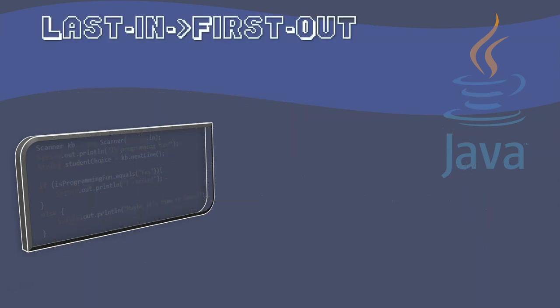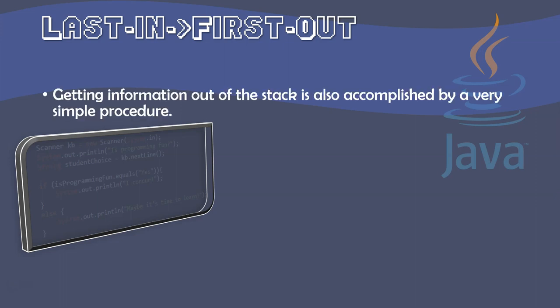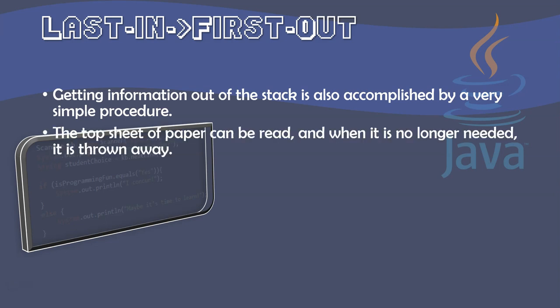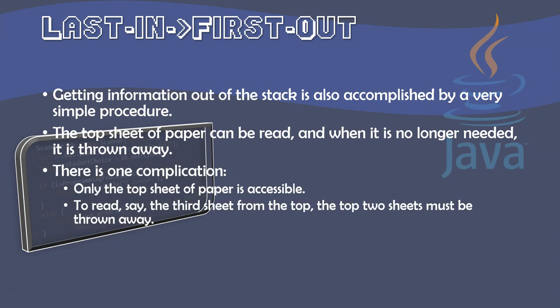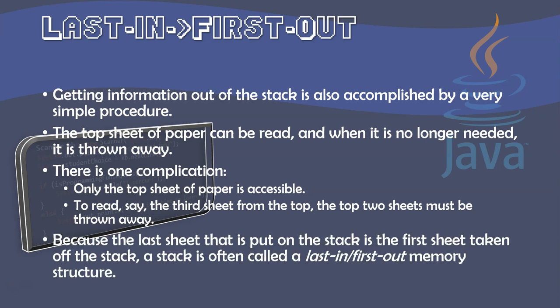The next thing you need to know is that because of how things are put into a stack, they use a last in, first out structure. Getting information out of the stack is accomplished by a very simple procedure. The top sheet of paper on that stack is read, and when it's no longer needed, we throw it away. Now, of course, there's one complication. Only the top sheet of paper on that stack is accessible at a time. I can't read in the middle of the stack, for example. I can't get the third sheet right away, because if I want the third sheet, I have to read the top two sheets first.